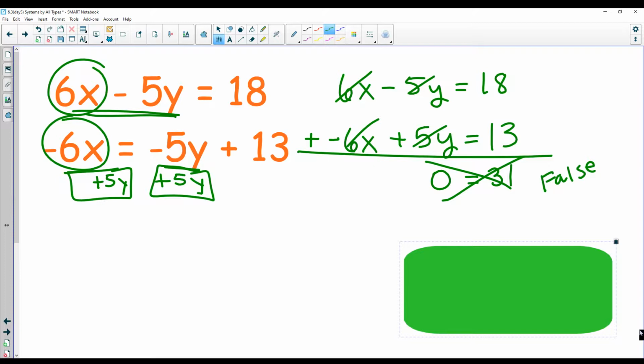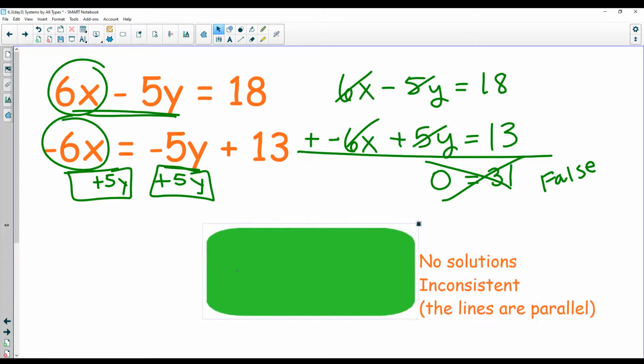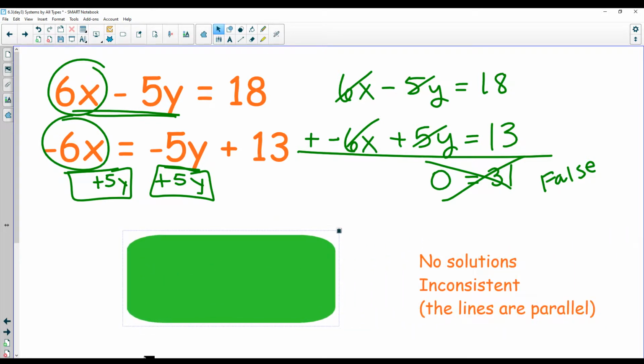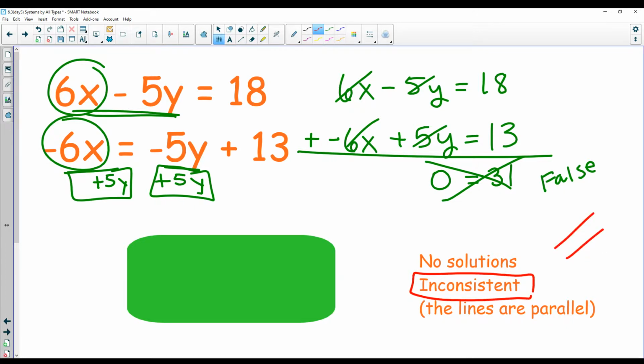And that would mean that since our variables canceled and it left us with something false, no matter what, we're never going to make it work. So there are no solutions, which is called inconsistent because there's no solutions. And that's because these lines are parallel. If we graph them, they would never share a solution.